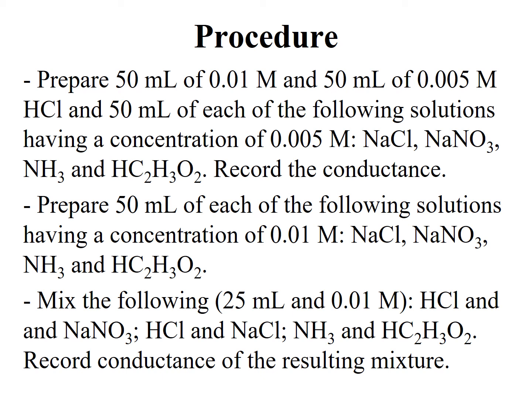And then you're going to mix the solutions. You take 25 ml of each 0.01 molar solution and mix the following: HCl with sodium nitrate, HCl with NaCl, and ammonia with acetic acid. Then you record the conductance of the resulting mixtures.